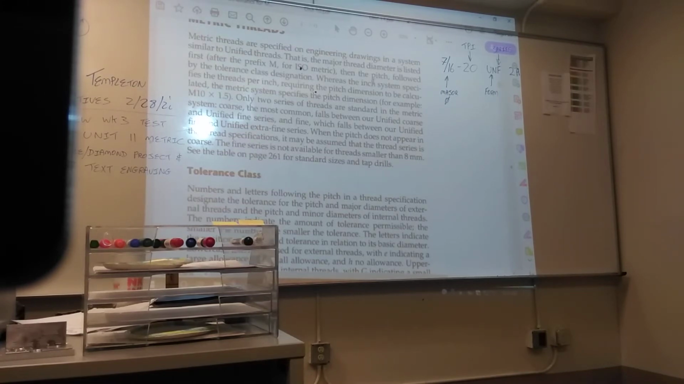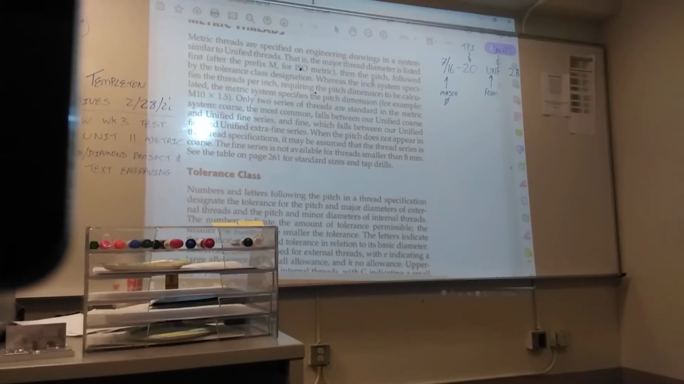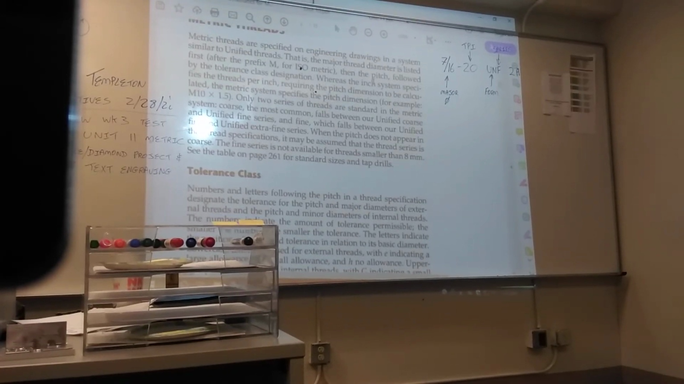Could you create a Unified National thread using an Acme threading tool? No. Right? It's trying to tell you what kind of threading tool you need to use to generate the thread. The shape of your tool has to match the shape of the thread. So just think about this for a second. You did a 7/16-20 thread on those bolts. What does your threading tool look like?